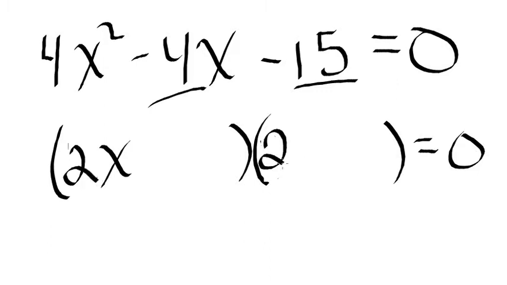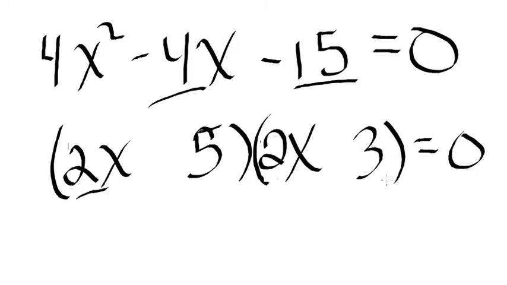I got a feeling it's 2x, 2x. Let's see, 3 and 5. 2 times 5 is 10, 2 times 3 is 6. Well, this would be minus 10. Okay. I think that's it.